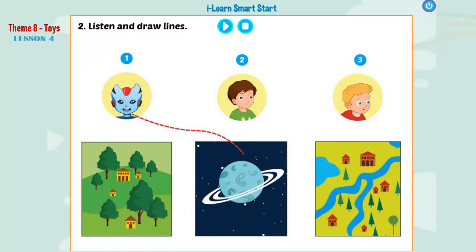B. 2. Listen and draw lines. Look at the pictures. Listen. There is one example. 1. Where are you from, Alfie? Oh, I'm from Alpha. Wow, cool! Can you see the line? This is an example. Now, listen and draw lines.